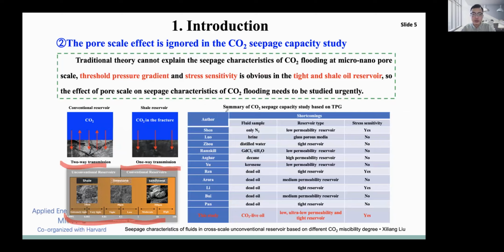This is a summary of CO2 seepage capacity study based on the TPG. In this work, the field samples were saturated with CO2 and the live oil system. The results have 3 types in this work, including low permeability, ultra low permeability, and tight reservoirs. Besides, the stress sensitivity is also considered in this work.